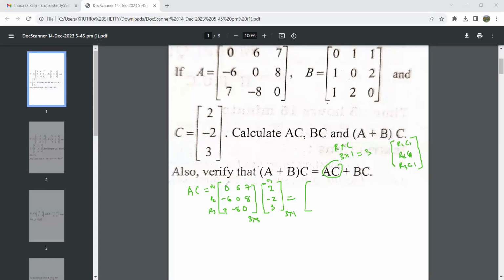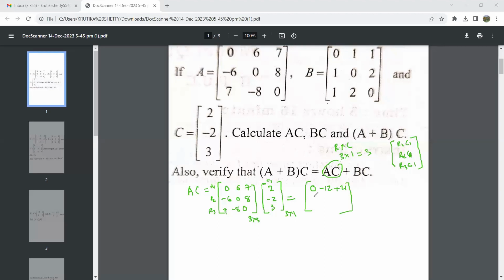Okay. So first element of R1 with the first element of C1 we need to multiply. Then the second element with the second element, third element with the third element. After multiplication, we need to take the sum of that. Okay. So see 0 into 2, it will be equal to again 0. Next 6 into minus 2, it is equal to minus 12. And then 7 into 3, it will be 21.